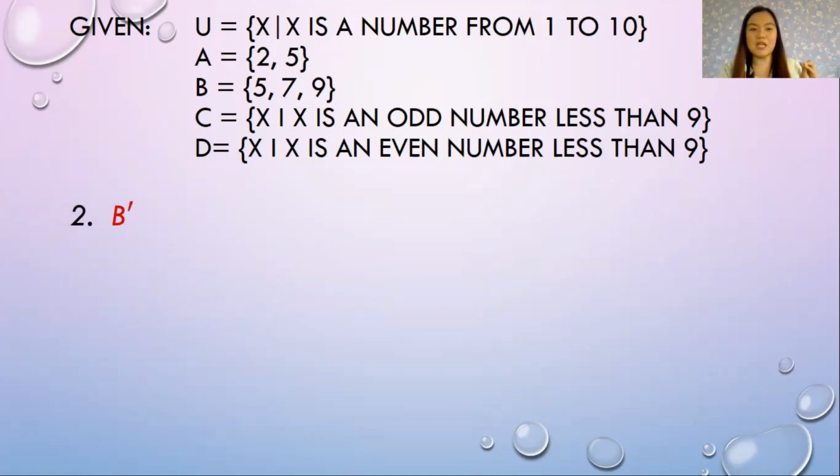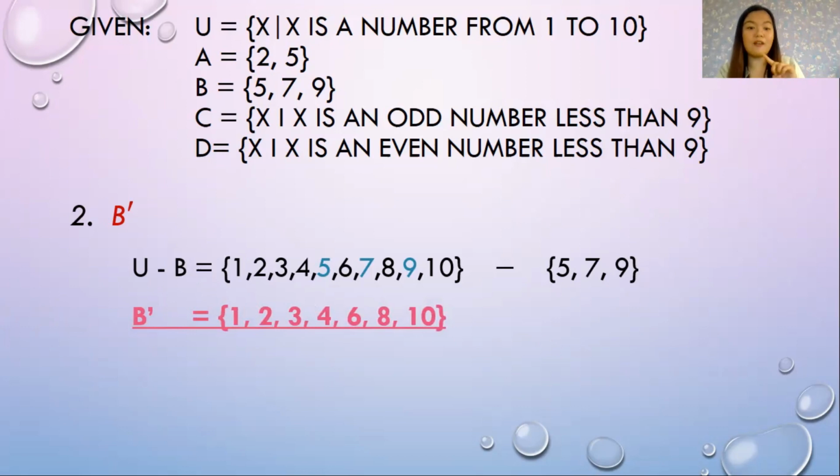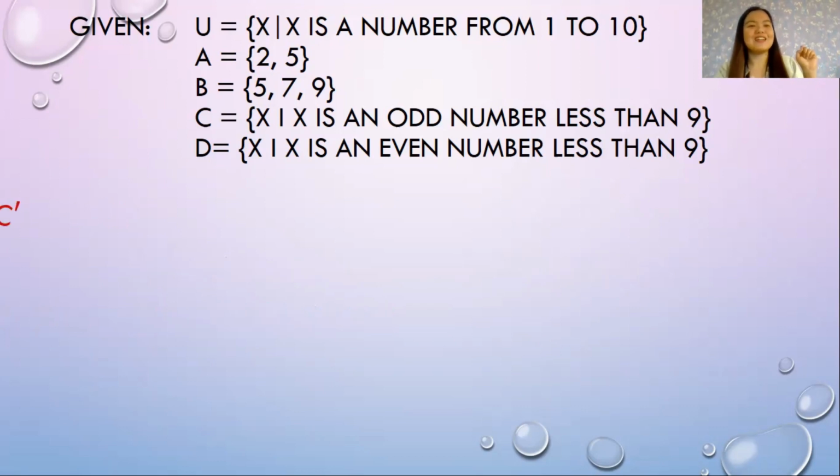Next, B complement. So, again, U minus B from U. Again, the universal set, ito yung pinakamalaki sa kanila. So, U minus B, 1, 2, 3, 4, 5, 6, 7, 8, 9, 10, minus 5, 7, 9. So, tanggalin natin yung 5, 7, at 9. At yung natira lamang ay 1, 2, 3, 4, 6, 8, at saka 10. Ang dali-dali, di ba? So, tapusin na lang natin.